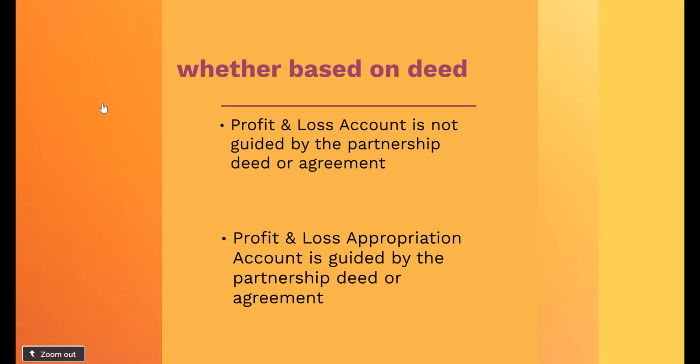Which of these two accounts is based on the partnership deed? The profit and loss account is not guided by the partnership deed or partnership agreement, whereas the profit and loss appropriation account is guided by the partnership deed or agreement.